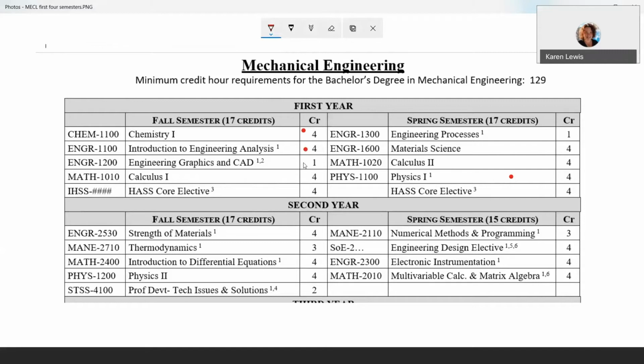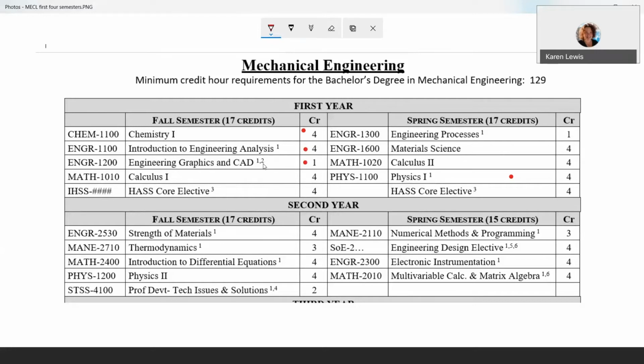Now we have Engineering Graphics and CAD. This is a 1 credit course students typically complete in their first year. In the event that this course does not work with your schedule, or if the course is full when you go to register, it is acceptable to enroll in Engineering 1400 as opposed to 1200, which is called Engineering Communications. It's an acceptable substitute that's referenced in the footnotes at the bottom of the template.